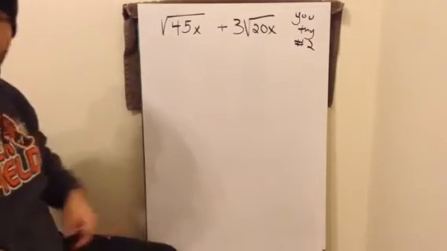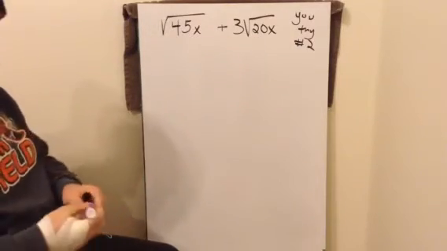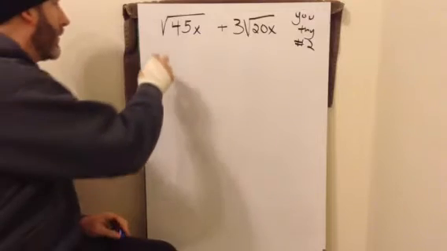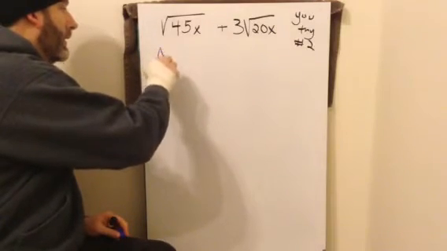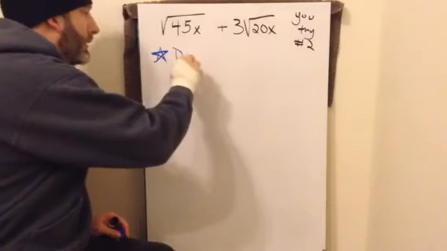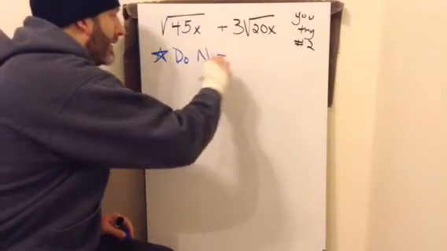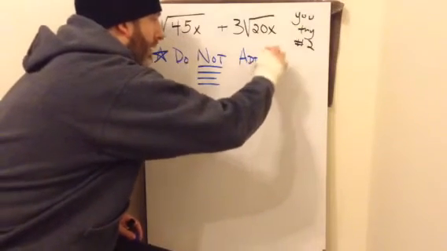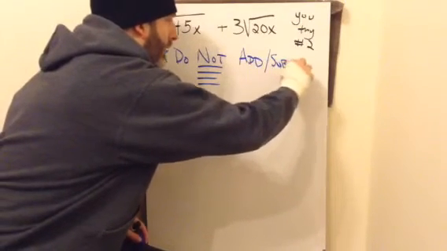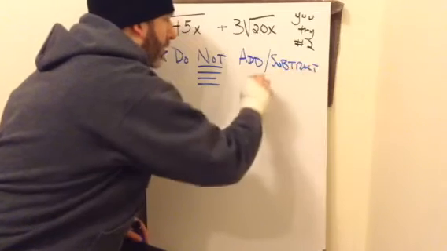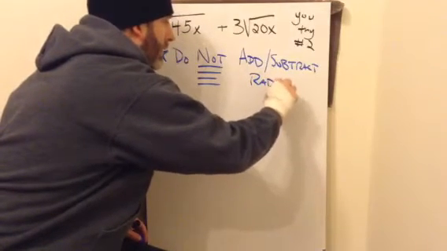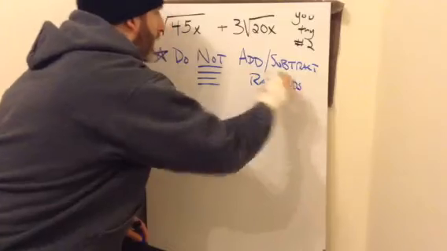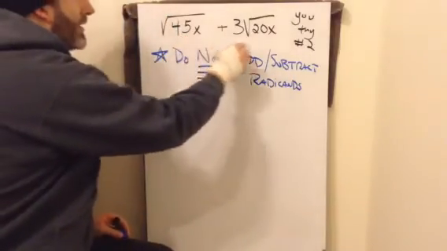Here's one note that I want to make clear before we even go through. Do not, 1, 2, 3, 4, add, subtract radicands. You cannot make this 45x plus 20x.